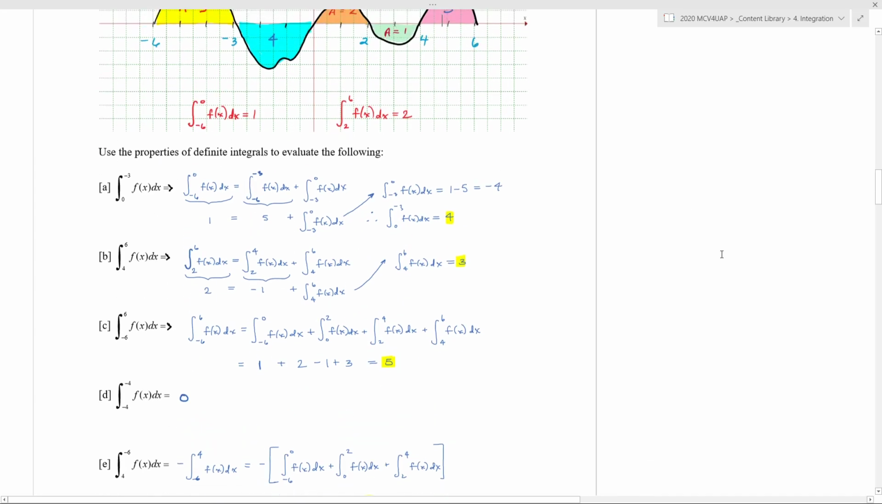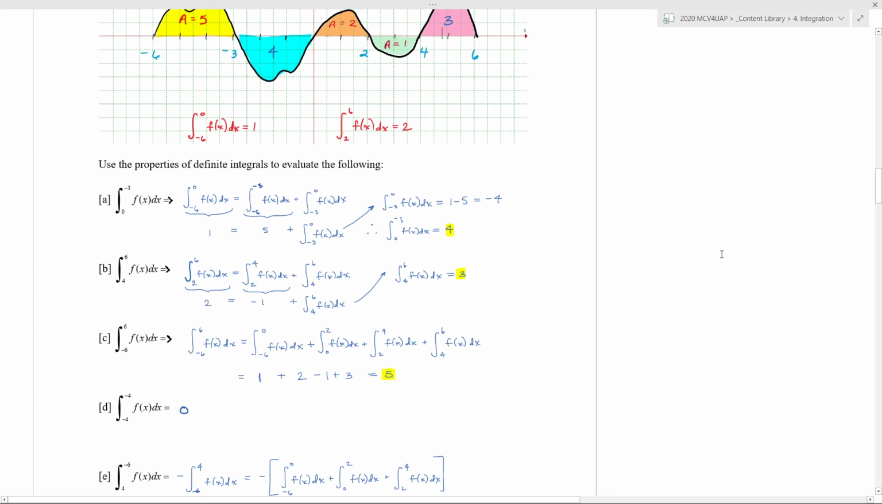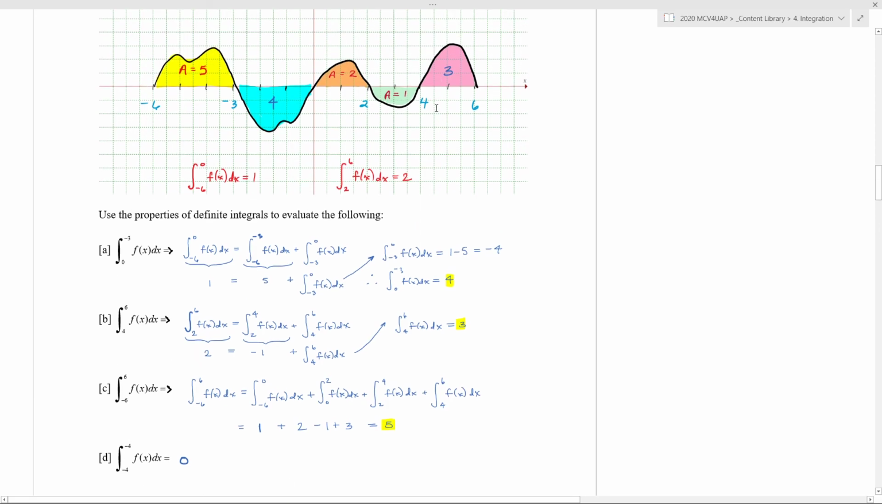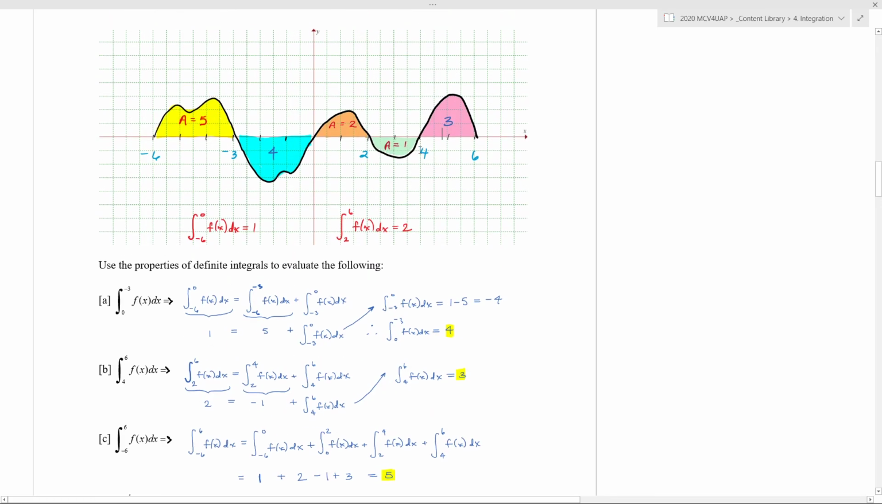Part E, the integral from 4 to -6. So I'm starting at 4 and I'm integrating to -6, which means I'm integrating from right to left. So the way I would do this is add 5 plus 2 and get 7. Then subtract 4, which is 3. And then subtract the 1, which is 2.